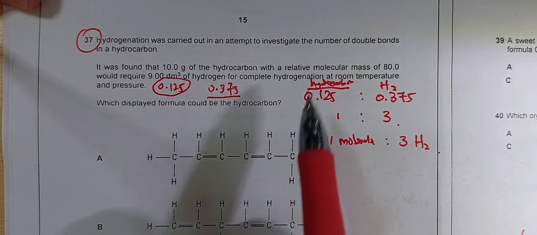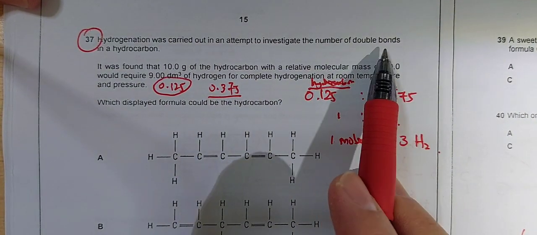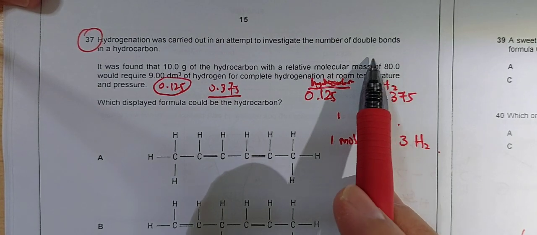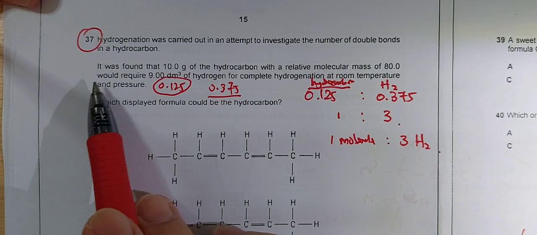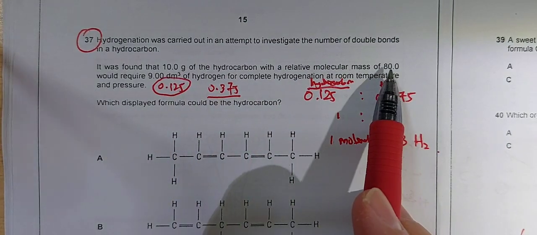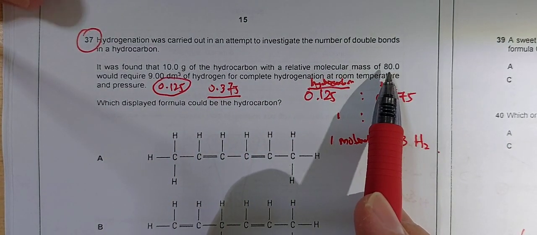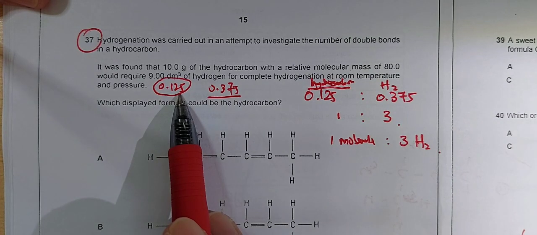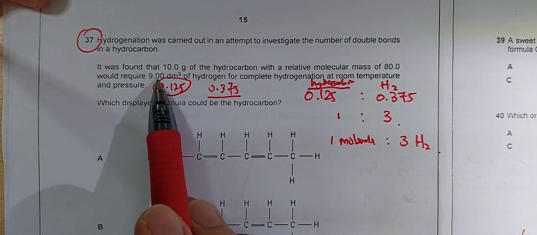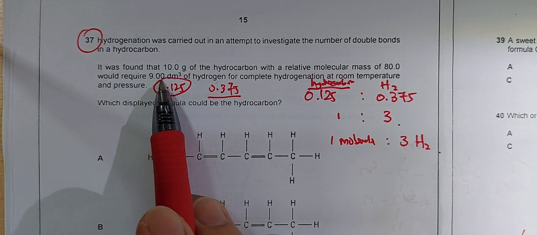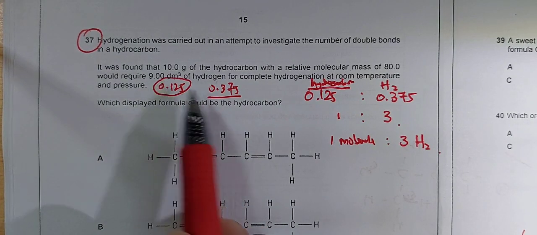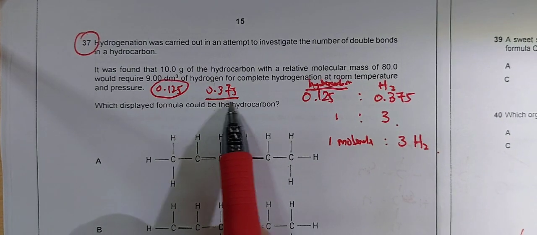Question 37. So you need to find out the number of double bonds. In this case, it's actually carbon-carbon double bonds. So 10 grams of the hydrocarbon, Mr 80. So 10 divided by 80 will give you the number of moles of the hydrocarbon, which is 0.125. And then it requires 9 dm³ of hydrogen. So hydrogen is a gas. So 9 dm³ divided by 24 dm³ will give you the number of moles of hydrogen gas, which is 0.375.